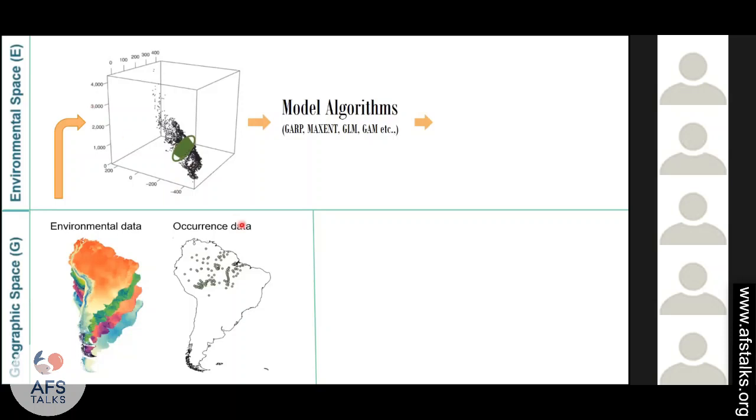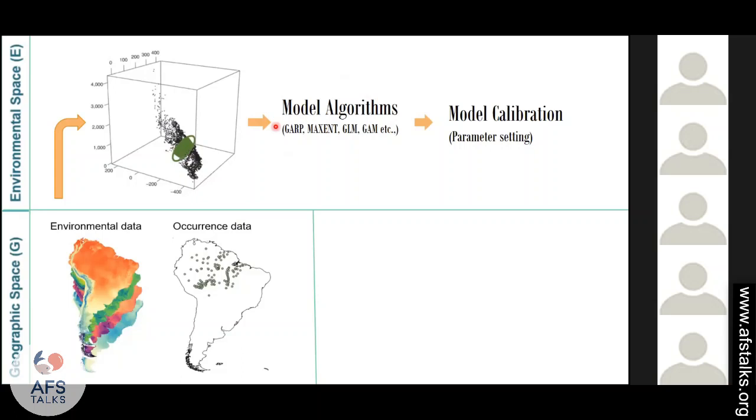The other habitats that contain this set of rules or this set of conditions. There are various model algorithms out there, for example GARP, Maxent, GLM, GAM. Don't worry about this now because we will discuss it later in a little more depth. After that, we will calibrate our model, just like a simple instrument that we calibrate before using.